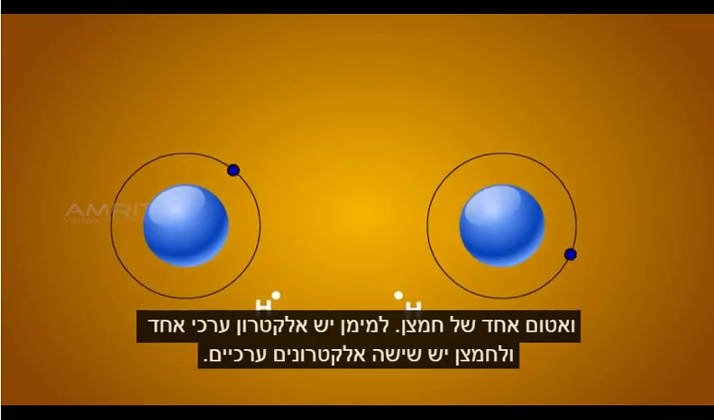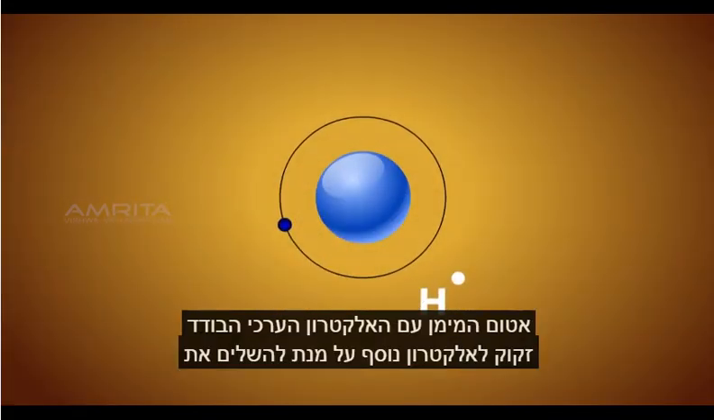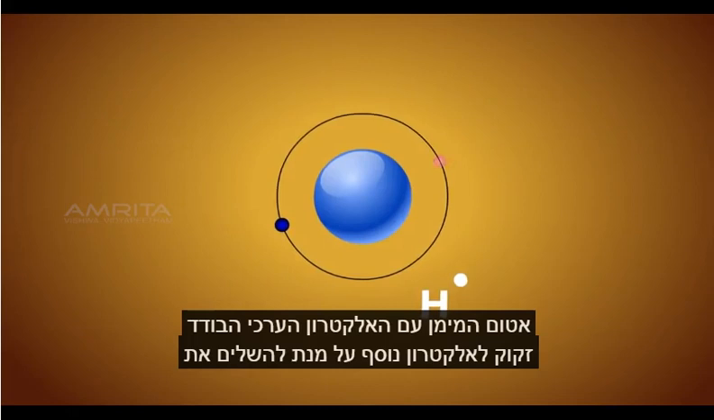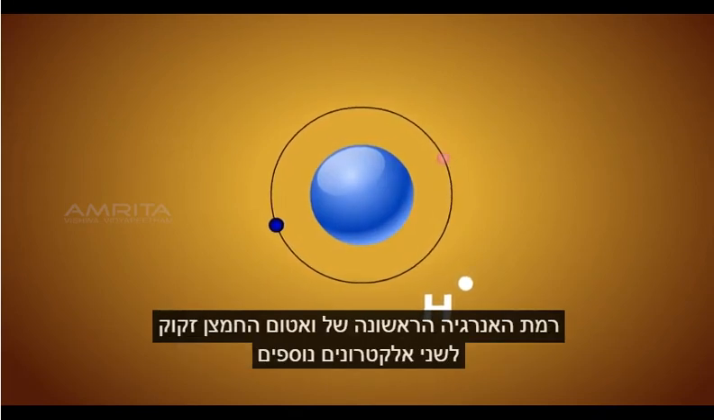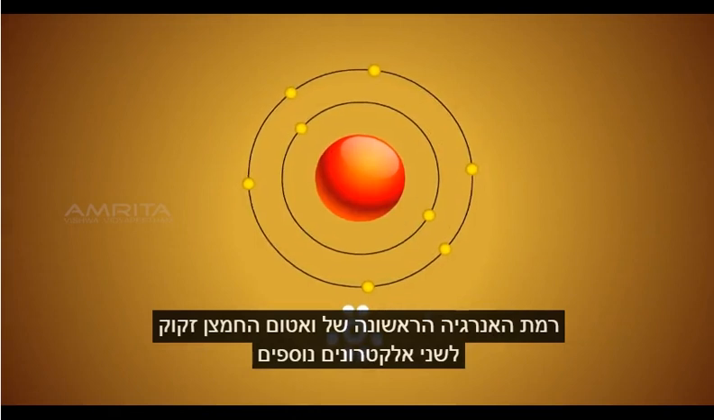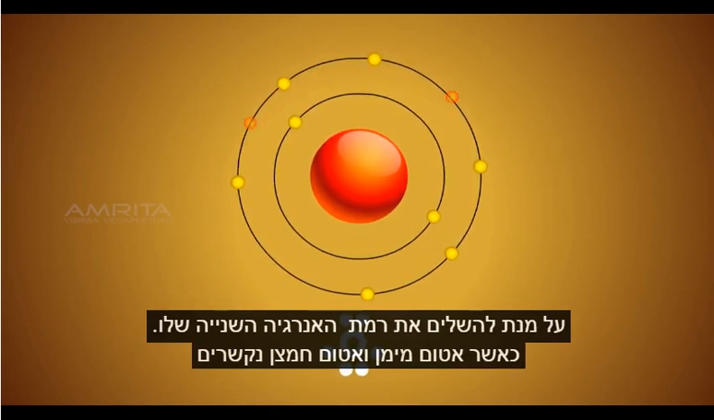Hydrogen has 1 valence electron and oxygen has 6 valence electrons. The hydrogen atom with 1 valence electron needs an additional electron to complete its first energy level, and oxygen atom with 6 valence electrons needs 2 additional electrons to complete its second energy level.